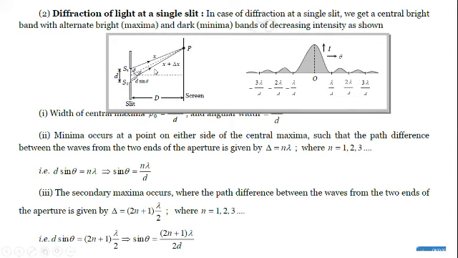Okay, what is this diffraction of light at a single slit? Okay guys, here the concept is very simple. What is this concept that we will discuss right now?